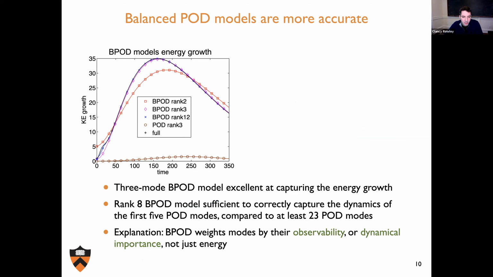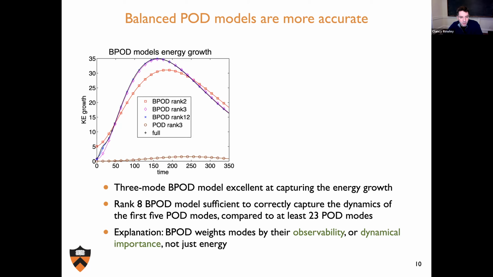So how well does this work? Well, it works much better than POD. The black curve is the original, the full system's energy growth, growing to a factor of 35 of the original energy. The brown curve shows the 3-mode POD model we showed earlier with just a tiny energy growth. But if you take even a 2-mode balanced POD model, you get the red curve, which is pretty good. And a 3-mode model nearly perfectly captures the energy. The only differences are at the very early times. And if you take more balanced modes, you get a better and better model.